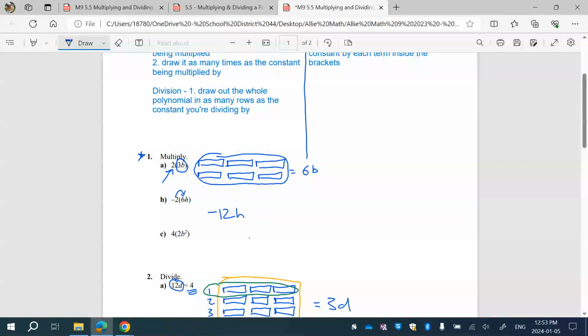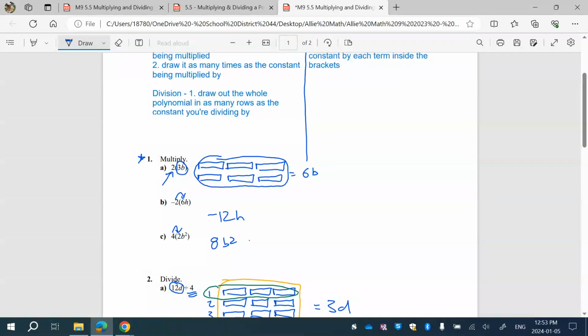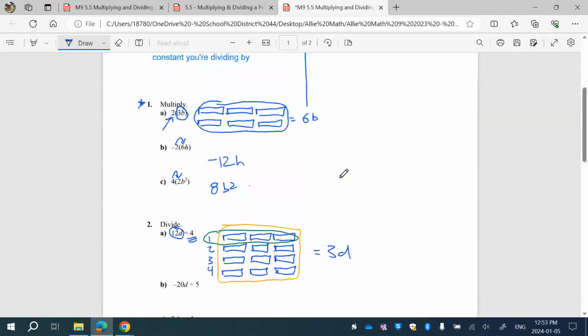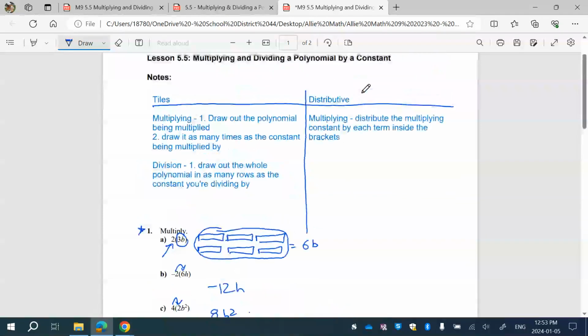I'll do this again. We're going to distribute this 4 inside the bracket. So 4 times 2 is 8b squared. I'll explain it as we go. I'm going to do the dividing now, and you'll see later when there's more than one term, you just distribute to each of them. So I'll give you the definition here before we go on.